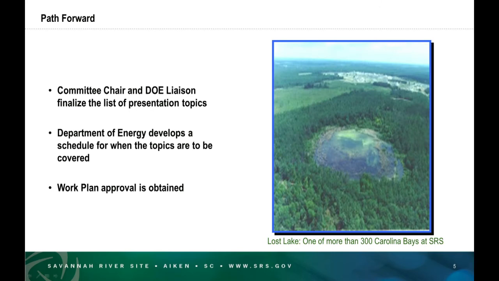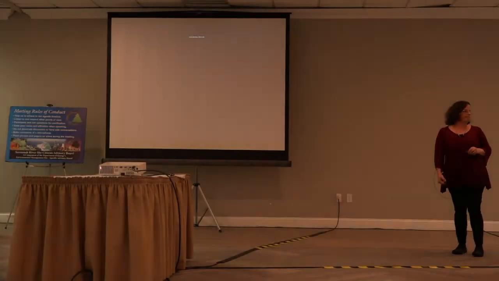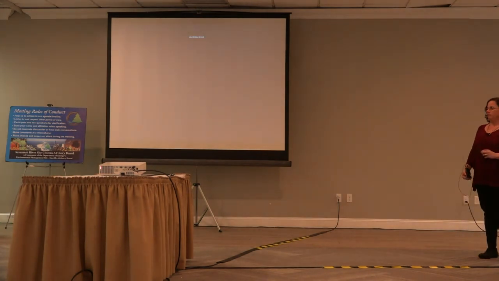And the path forward from here is in February, next month, the committee chair and the DOE liaison for each committee sit down and do the work plan scoping session, and we finalize the list of topics. And then the Department of Energy will look at when it makes sense to schedule those topics based on work scope and timing and things. And so they'll come up with a schedule, and then the work plan is approved. And that's it. Any questions?